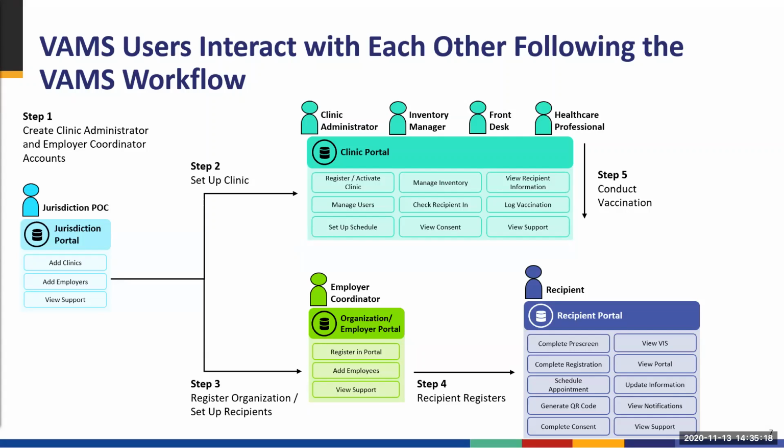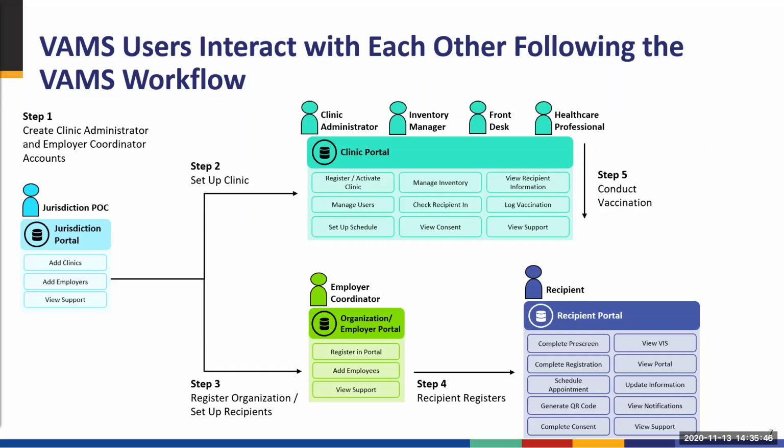In VAMS, an organization is any institution, association, company, or other group that will add critical infrastructure workers and other at-risk groups in VAMS to be considered for COVID-19 vaccination. An employer is one example of an organization. We use the term employer coordinator to indicate the person within an organization who will be serving as the point of contact for the jurisdiction and adding workers into VAMS.